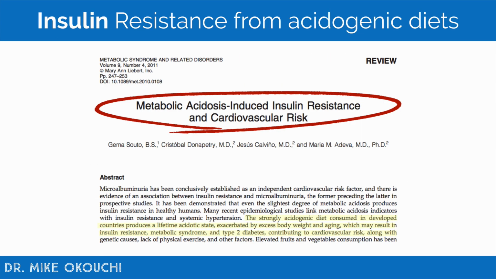Other studies have shown the same thing too, that metabolic acidosis is induced by diet, by the way. In this study, they said that the strongly acidogenic diet consumed in developed countries, the standard American diet, produces a lifetime acidotic state exacerbated by excess body weight and aging, which may result in insulin resistance, metabolic syndrome, type 2 diabetes, contributing to cardiovascular risk, along with genetic causes, lack of physical exercise, and other factors. So when you take into account lifestyle and the physiological pH changing, we start to see all kinds of cellular dysfunction.